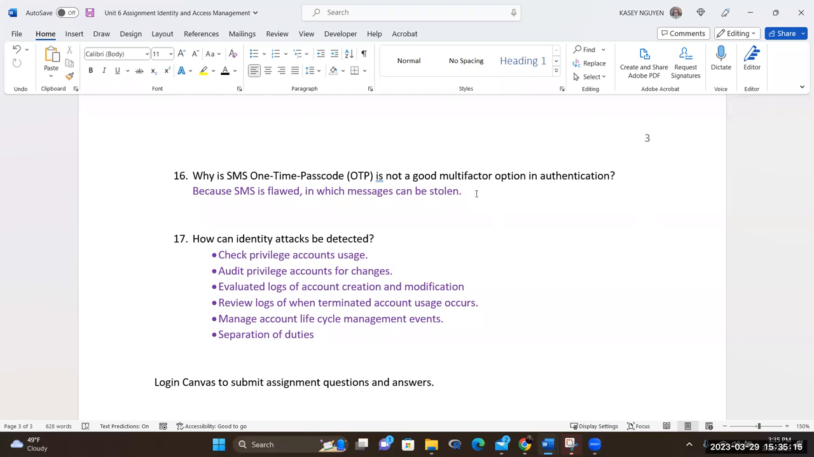So for 17, how can you identify identity attacks? If we suspect that someone is impersonating someone else or trying to escalate privilege, these are the things you need to check. Check for privileged account usage: the admin accounts, the people who can do a lot more on that system or the network. We can audit privileged accounts for changes, and many operating systems and servers allow you to enable this audit. We can track successful and failed changes. If we look at both, the failed changes will tell us how many attempts they made before they succeeded, and the successful changes will let us know if they succeeded.